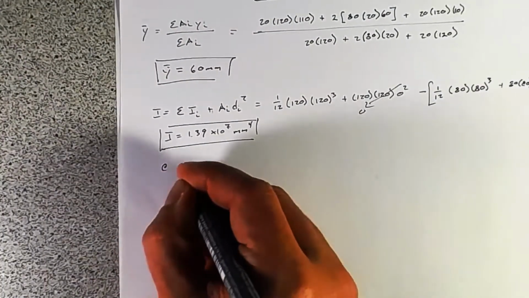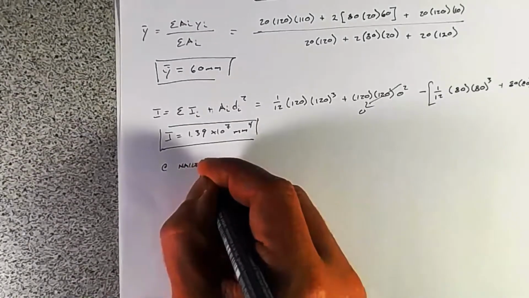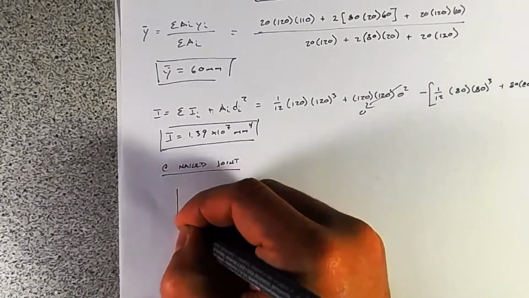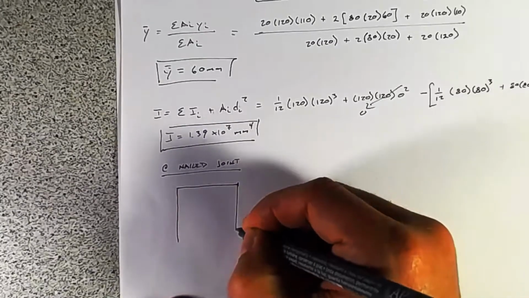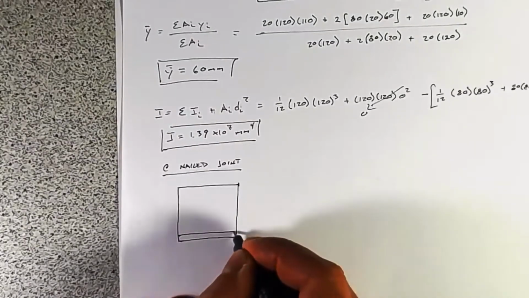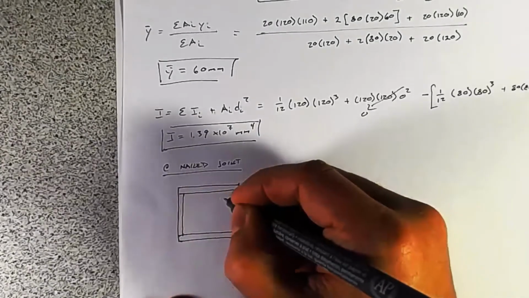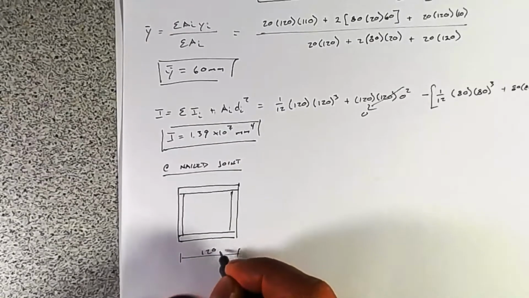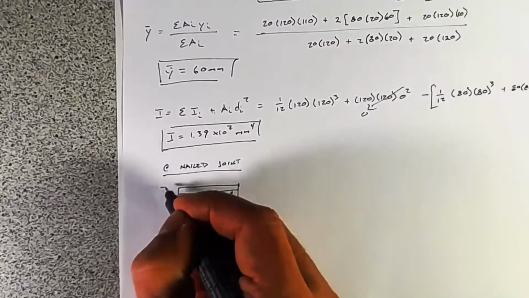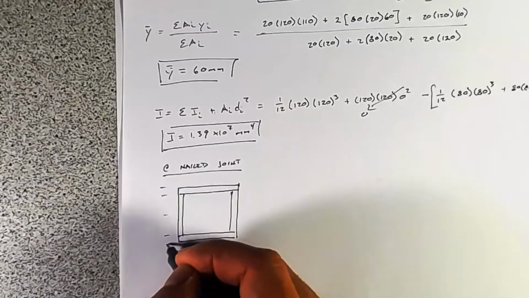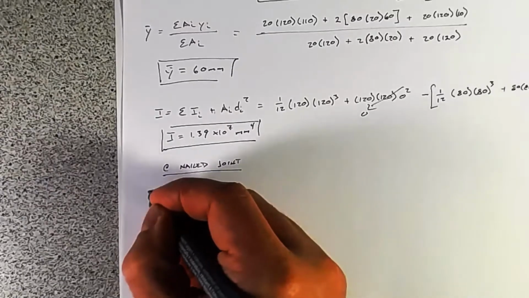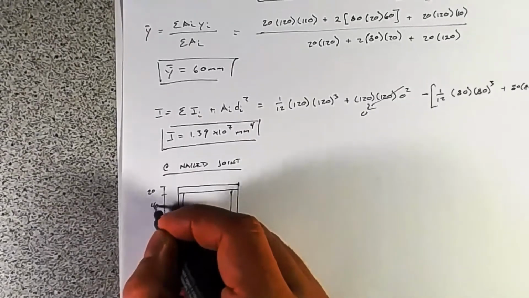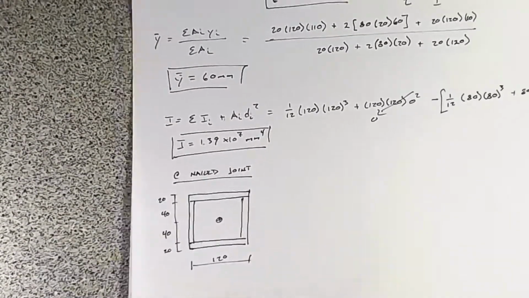So at the nailed joint, we'll just draw that. That's our picture of the section. It's 120 millimeters wide. We know that the centroid is right in the middle, and so the flanges have a thickness of 20. So the centroid is 40 millimeters from the inside edge of the flange.